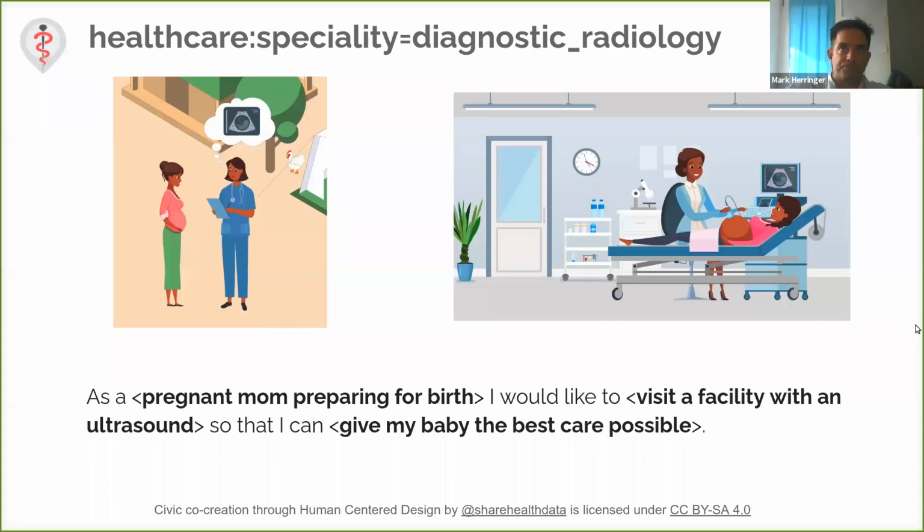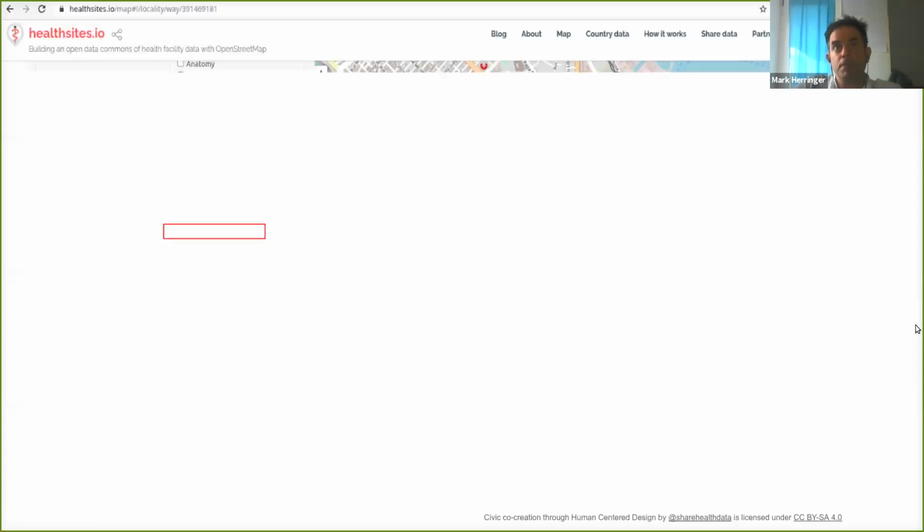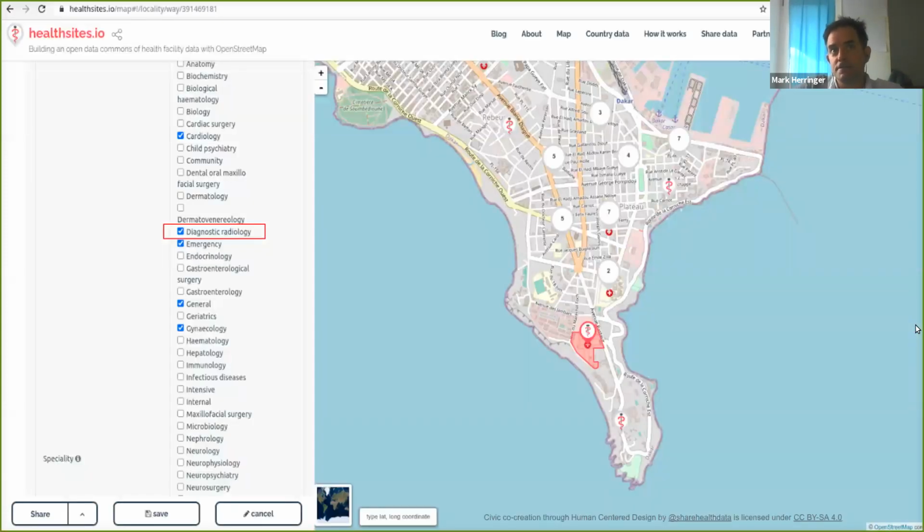Okay, so essentially this is what it looks like for the ultrasound. And as I was saying, this is a story that I've recently been through and appreciated. Okay, so essentially there is the platform allowing a user to now improve this data by selecting diagnostic radiology.